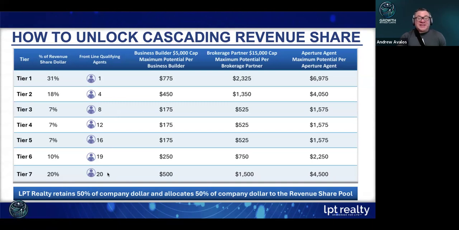So I hope this helps. I hope you have a clear understanding of revenue share, cascading revenue share, how to unlock it, and also how to make sure that you're actually getting 50% of the company dollar in your revenue share program.